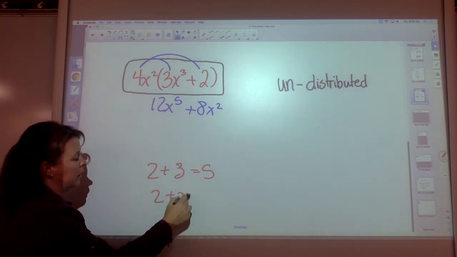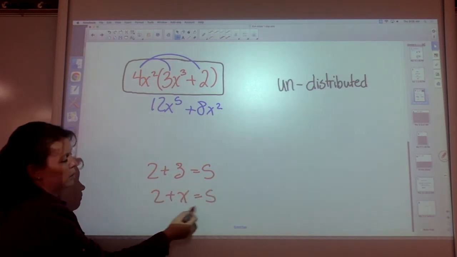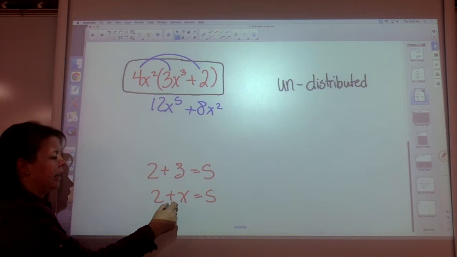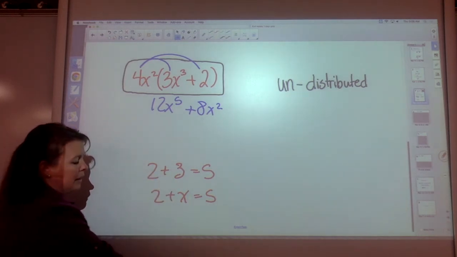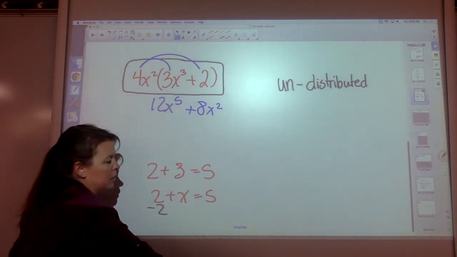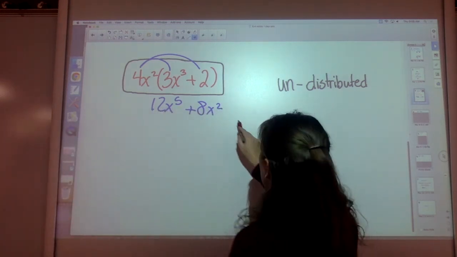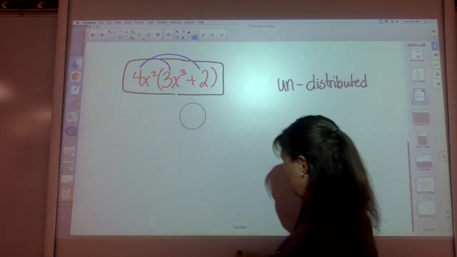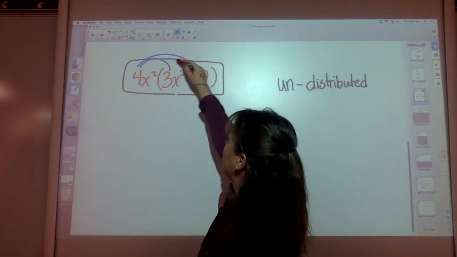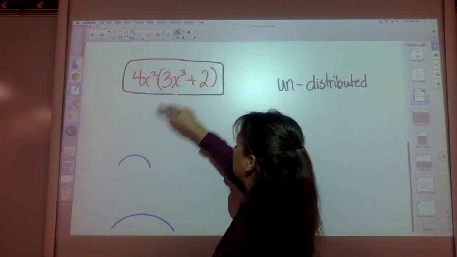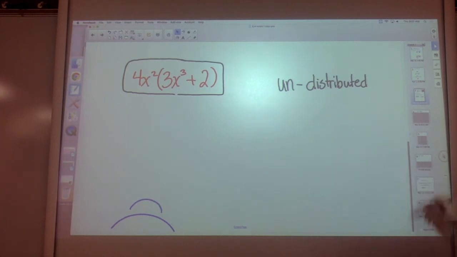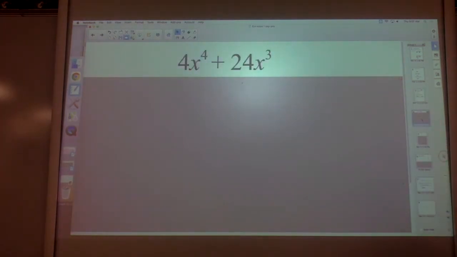What is 2 plus x? If 2 plus x is 5, how do we find x? By doing the opposite of adding, you subtract. Everything we do, we have to undo. So what did we just do? We undistributed. Maybe don't put that in your notes because you don't want to think that that's your final answer. This, what was in the box, was the final answer. We factored a monomial. Let's just practice some more of those.